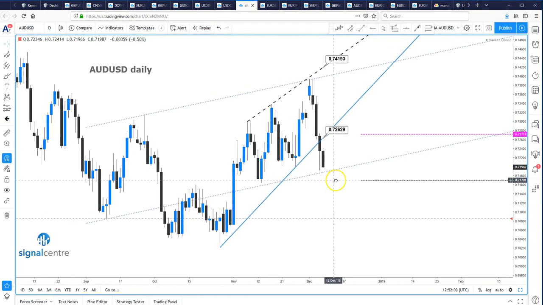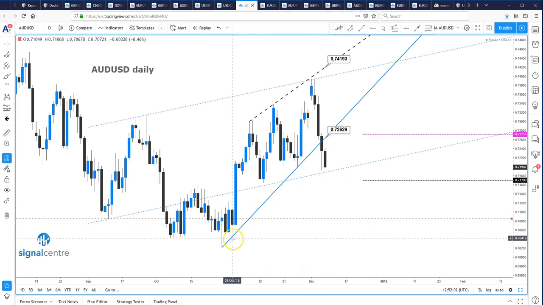Aussie dollar, a wedge formation. It's broken to the downside. Reverse trendline resistance is coming in at 72.71. We've got bespoke resistance at 72.71. So our immediate call for next week is to sell into strength in Aussie dollar.